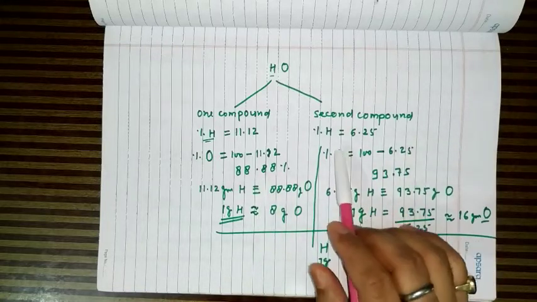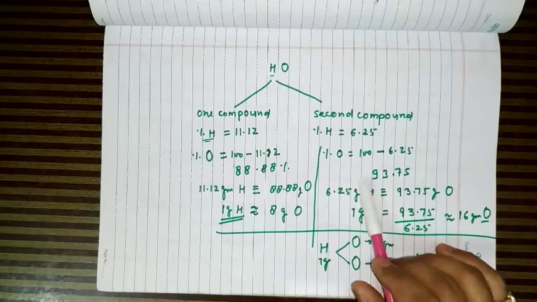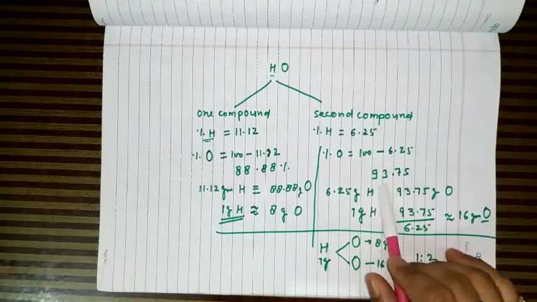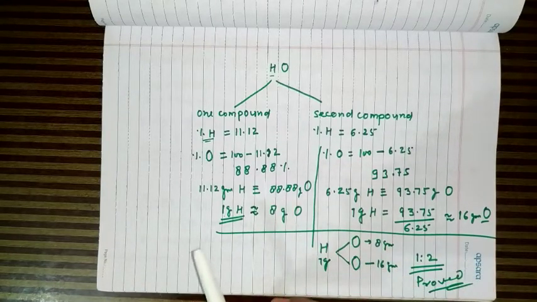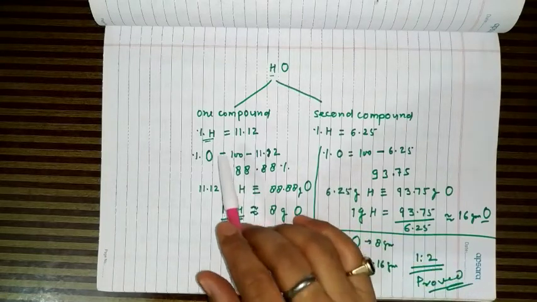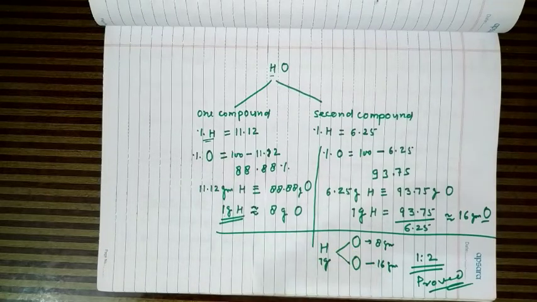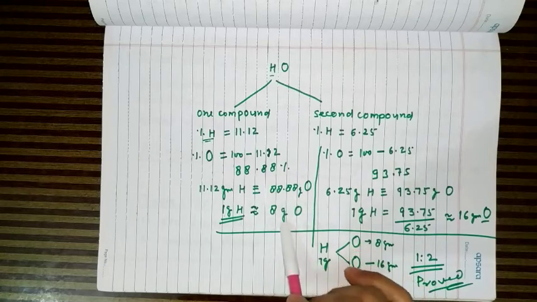Similarly, in another case also, hydrogen is 6.25. So find out the percentage of the other element, oxygen: 100 minus this one, and this is equal to this. Now what happens next? You have to keep the amount of one of the elements constant. तो आपको दोनों कंपाउंड में ये कैलकुलेट करिए कि अगर हाइड्रोजन का अमाउंट हम फिक्स कर दें, जैसे 1 ग्राम कर दें, तो उस 1 ग्राम हाइड्रोजन से जो ऑक्सीजन कंबाइन हो रहा है उसके मासेस क्या हैं.